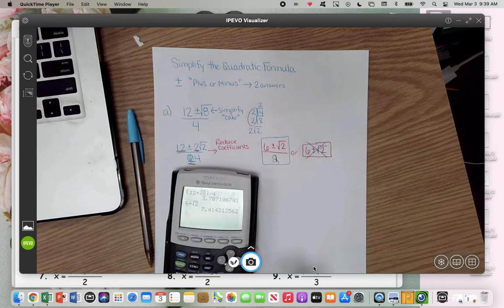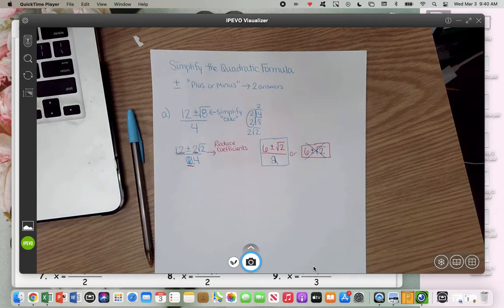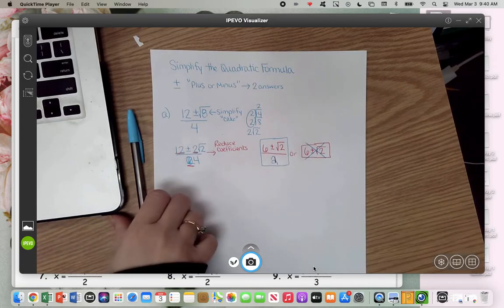So I'm going to take that answer divided by 2. There we go, and it matches. Okay, my apologies on that one. I will do one where I'm not going to make a mistake this time.